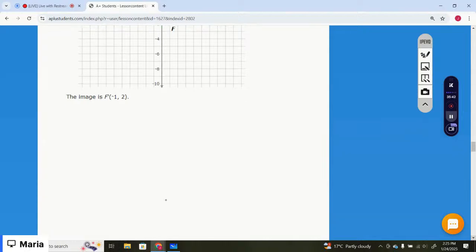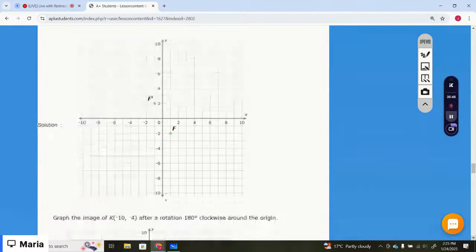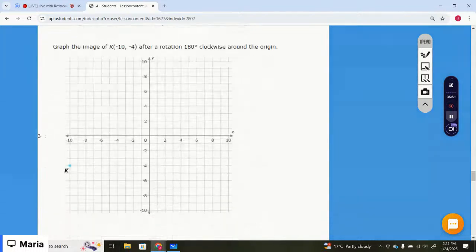Just look at the third example. Graph the image of K, -10, 4, after a rotation of 180 degrees clockwise around the origin.